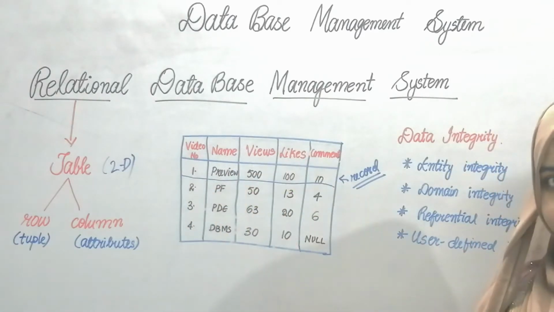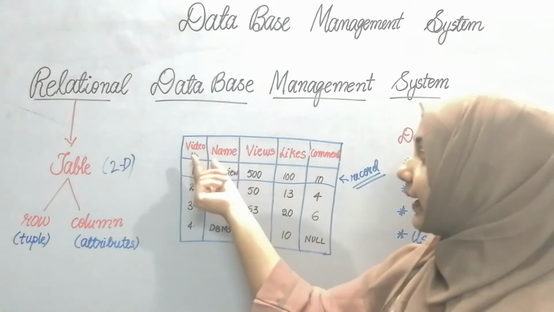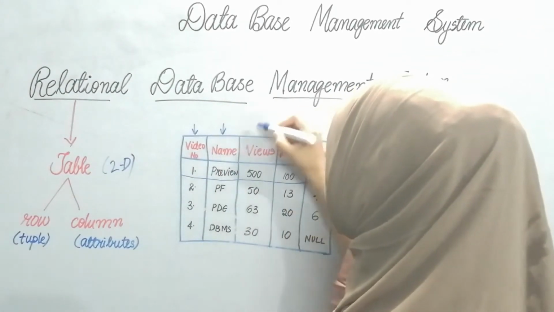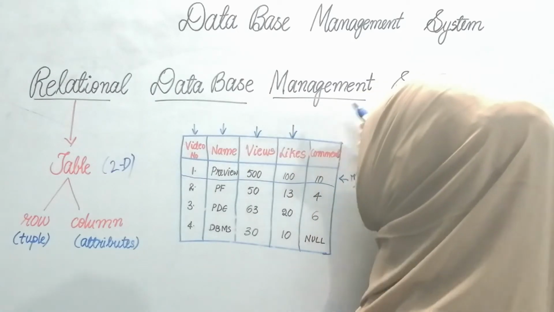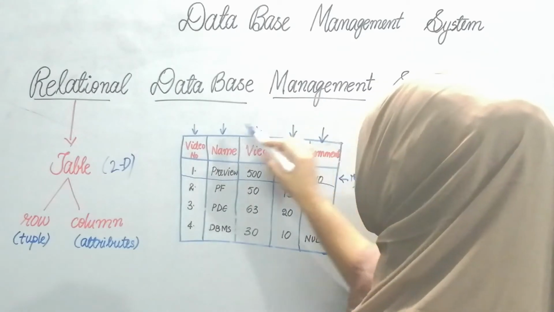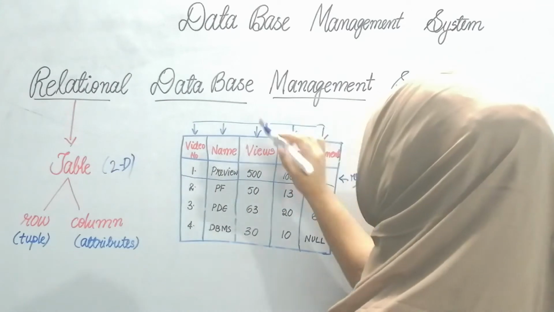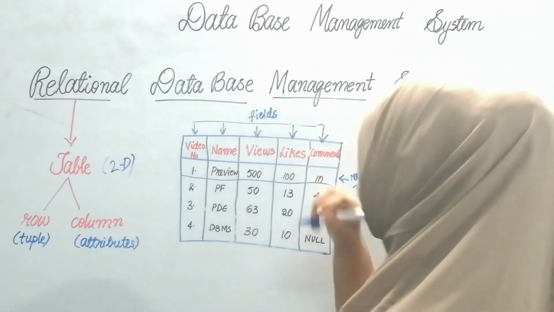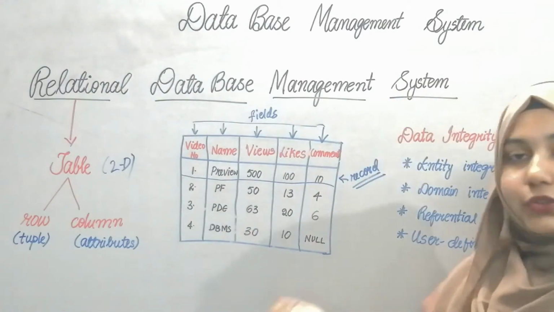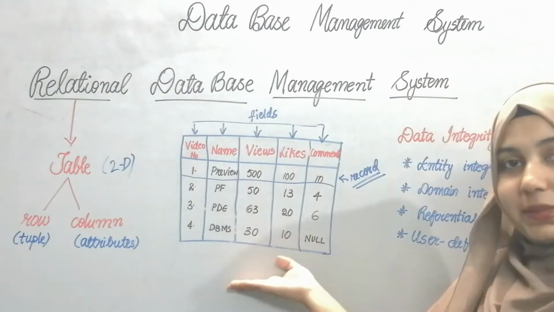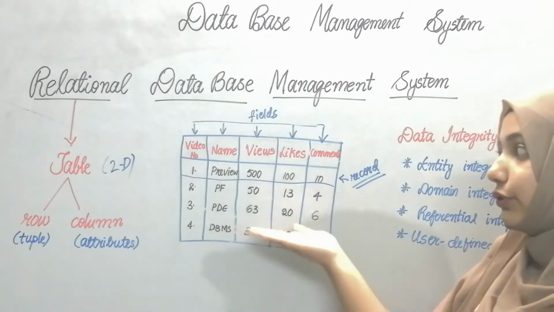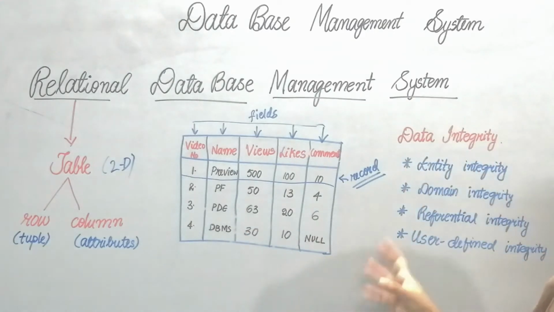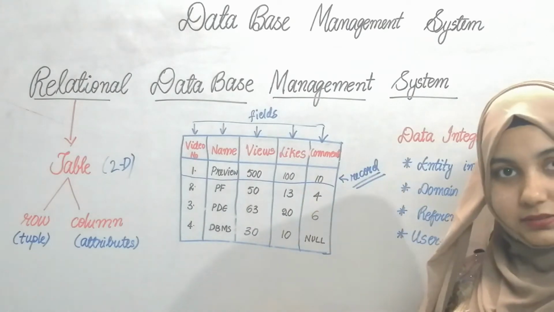I've got 4 records. And how many fields do I have here? These are the fields. Video number is a field, name is a field, views is a field, likes is a field, comments is a field. These are all fields. So if you see a 2-dimensional table, it is easy to read, right? And also it is easy to insert the data into the table, isn't it?